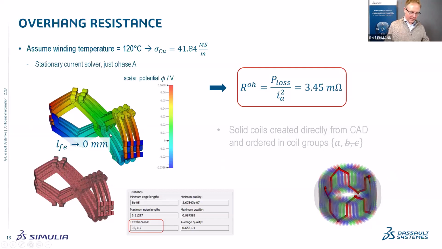Since it's a parametric model, we can also set our stack length, so L_FE, the length of our iron stack, to 0 millimeter. By doing this, we have a quite simple model. We're just looking at one phase and we excite a current. After mesh adaptation, we just have 92 tetrahedrons. It takes a few minutes. Meshing is the longest part of it. Then we can calculate the overhang resistance. It's just the losses divided by the square of the current. So, okay, overhang resistance at DC is determined. We remember it's roughly 3.4 milliohm.